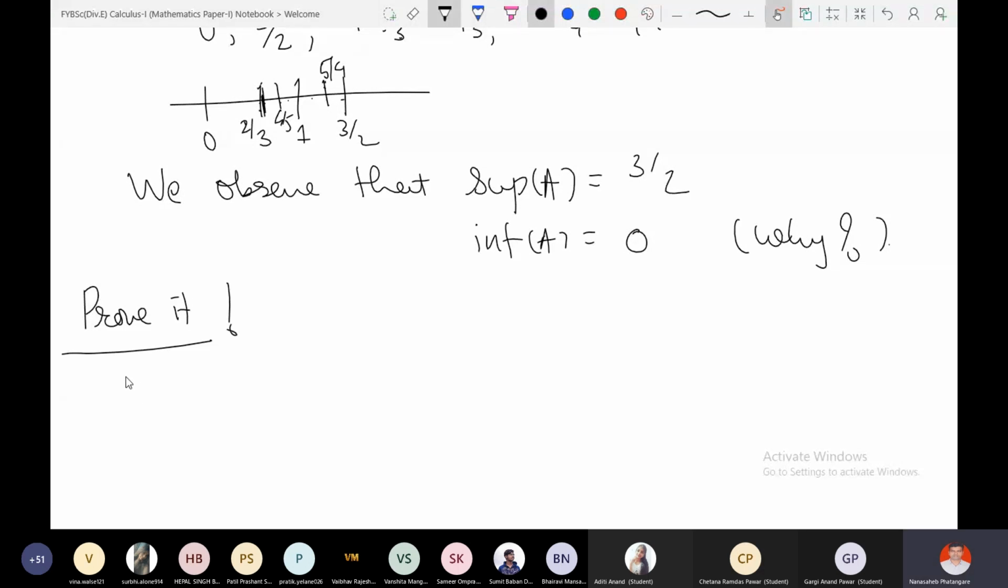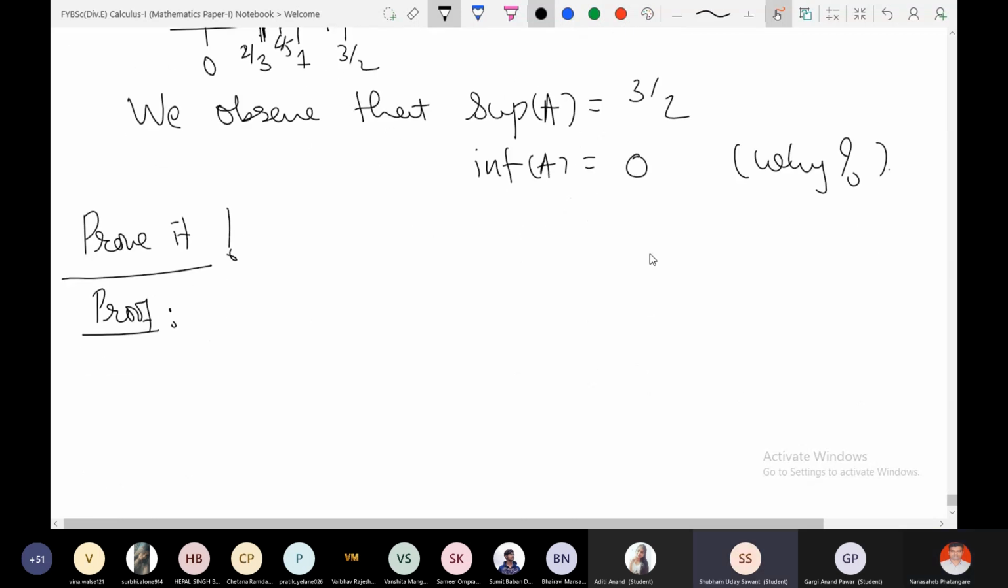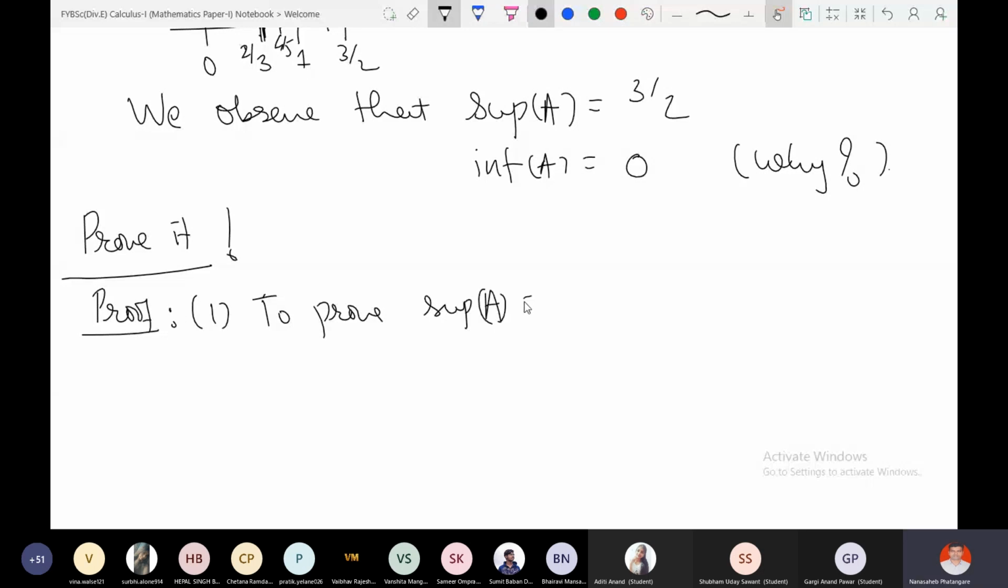So how to prove it? We can take two cases: first n even, and n odd. You can make simple cases, that is fine, no harm in doing that. But basically, suppose we want to prove that the supremum of A is equal to 3 by 2.